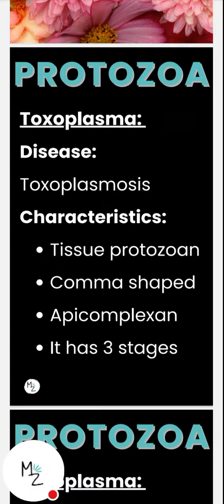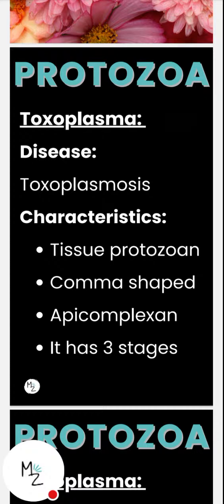Toxoplasma gondii is a protozoan parasite. It's a tissue parasite. Protozoan are those parasites that are uninucleate, that are single-celled. It is comma-shaped. It is an apicomplexan parasite. Apicomplexans are the parasites that are comma-shaped, that are narrow at the anterior end and wider at the posterior end, and they've got different organelles in them like mitochondria, Golgi apparatus, ER, the endoplasmic reticulum, rhoptries, and others.